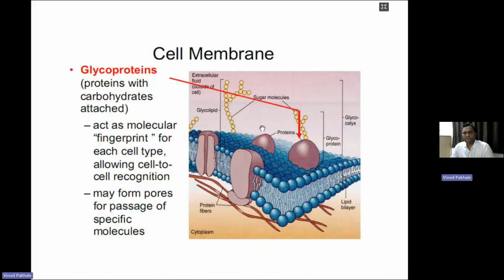Okay, many form pores for passage of specific molecules. Already I told you the cell membrane functions for passage in and out of molecules or material inside the cell and outside the cell. So this is a diagram of the cell membrane. Just go through it within 1 minute.